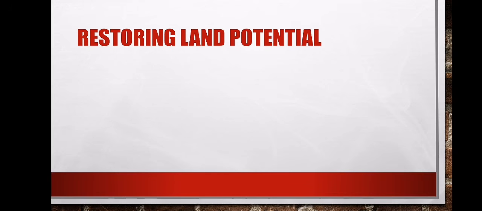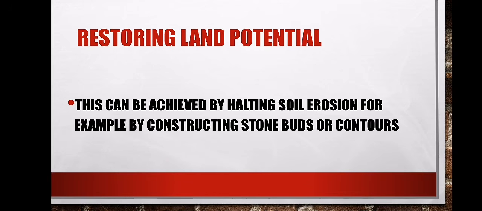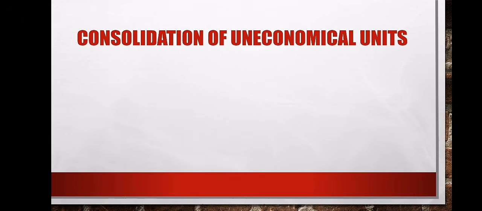Restoring the land potential. In restoring the land potential, we say this can be achieved by halting soil erosion. You prevent soil erosion, for example, by constructing stone paths, whereby you find that there's that fence of stone paths which will prevent soil erosion. And also you do contour lines. They help in preventing soil erosion. Let's have this last one.